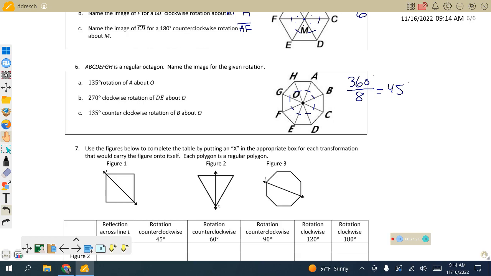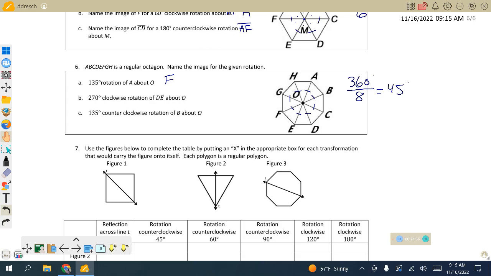135. So how many turns is a 135? It should be 3 turns, right? 45, 90, and then 135, right? So rotation of A, find A, which direction we go in? 1, 2, and somebody got F? Take DE, go find DE, that's that side. 270, so 270 is how many turns off of that one? Yeah, a 135 was 3 turns, 270 is going to be another 3, right?